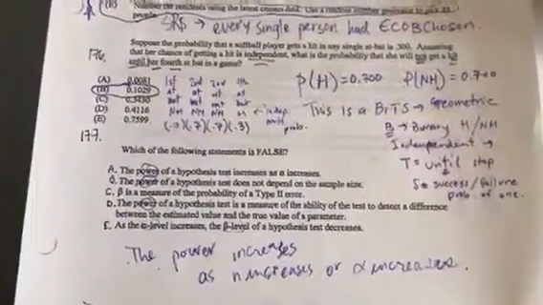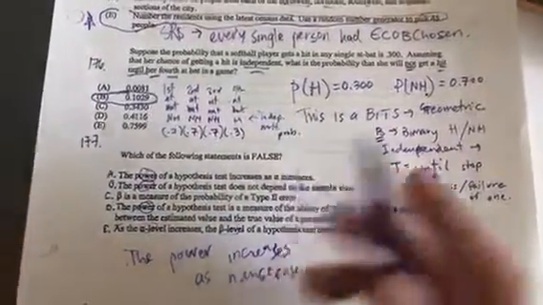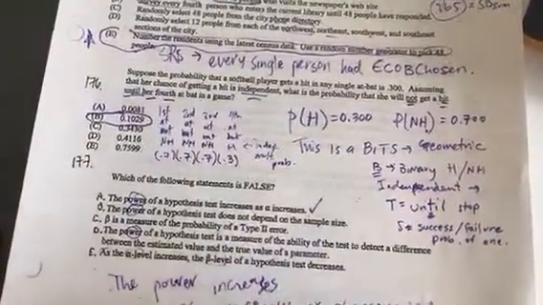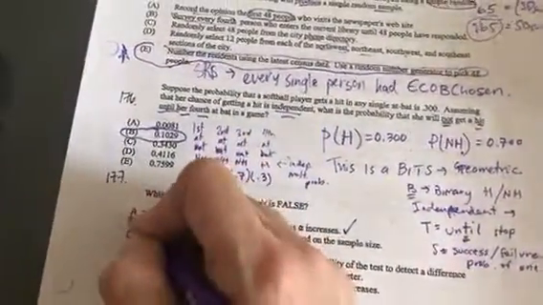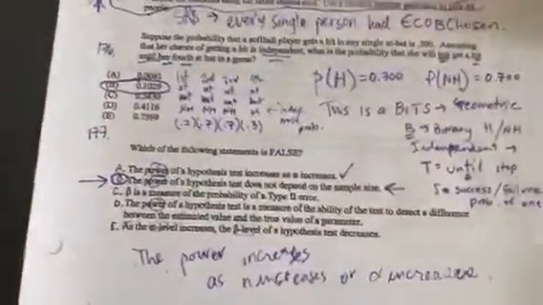So let's take a look if any of these try not to say this. It says the power of the test increases as alpha increases. Okay, yeah, that's exactly what I just got done saying, so that's true. The power of the test does not depend on sample size. Well, no, that's the opposite. So I've actually found my answer here. It's definitely B. But let's keep going.